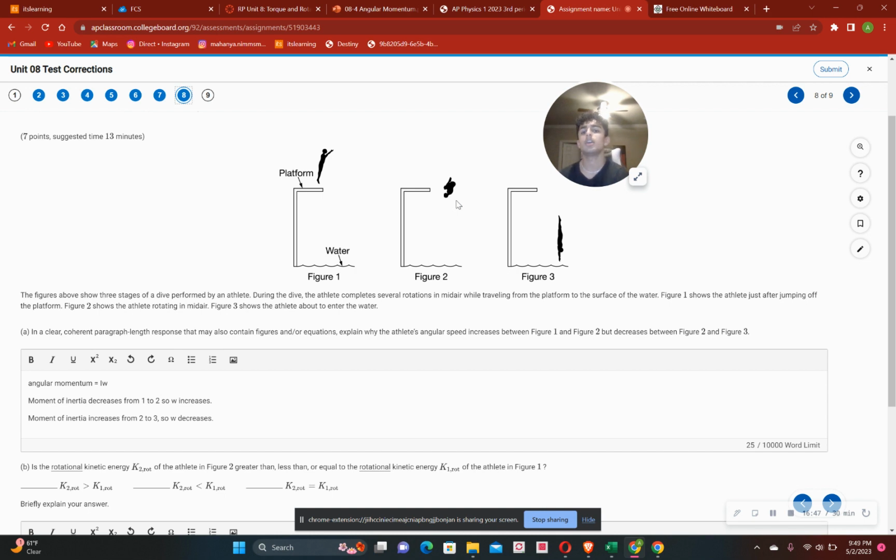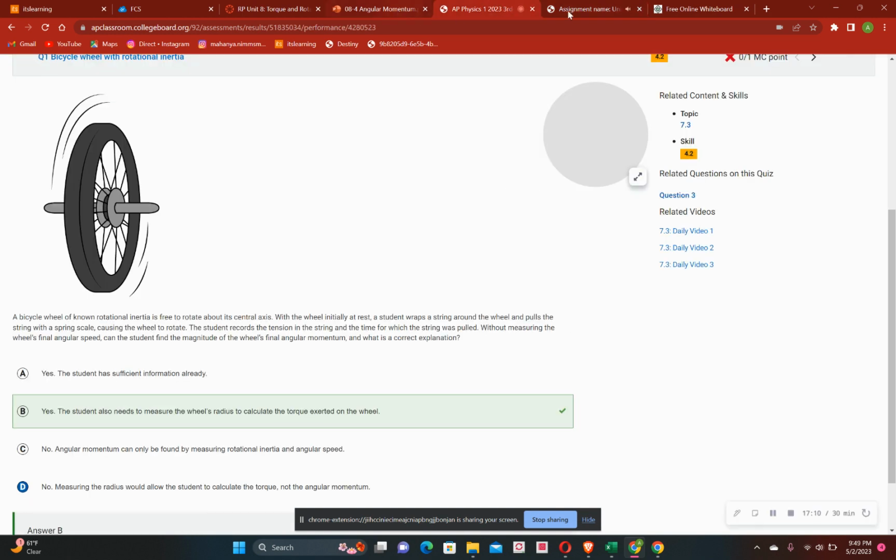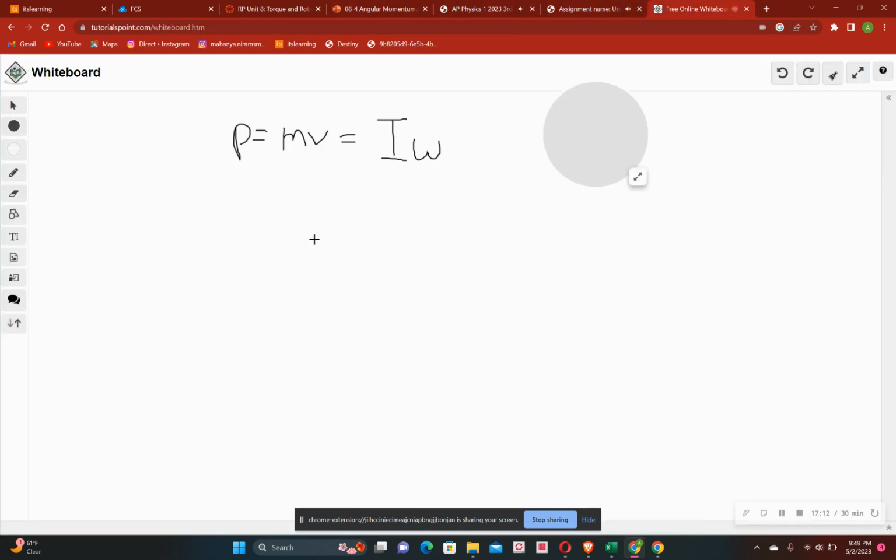So it says explain why the athlete's angular speed increases from figure 1 to figure 2, and decreases from figure 2 to figure 3. So it increases from figure 1 to figure 2 because of the same conservation of momentum. So the same thing can be applied to angular momentum from linear momentum. Momentum of the system is always conserved, right? And when you're going from figure 1 to figure 2, right? Let's do this. So angular momentum, right? The moment of inertia is going down.